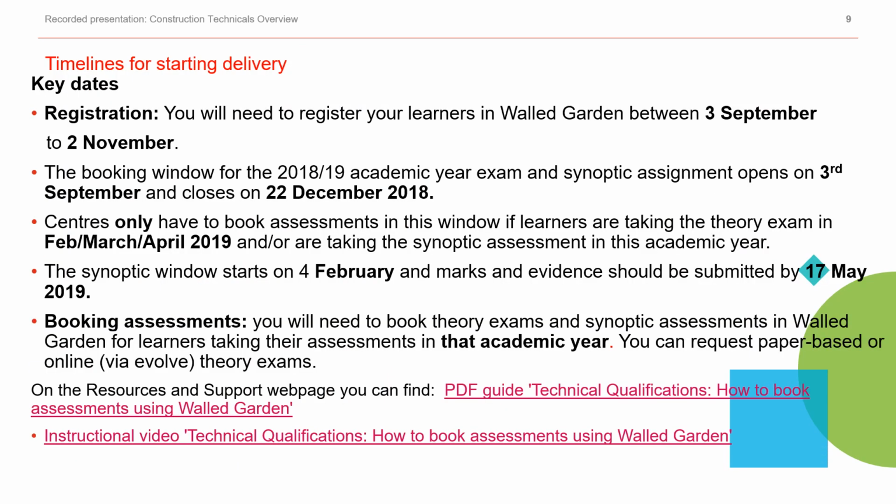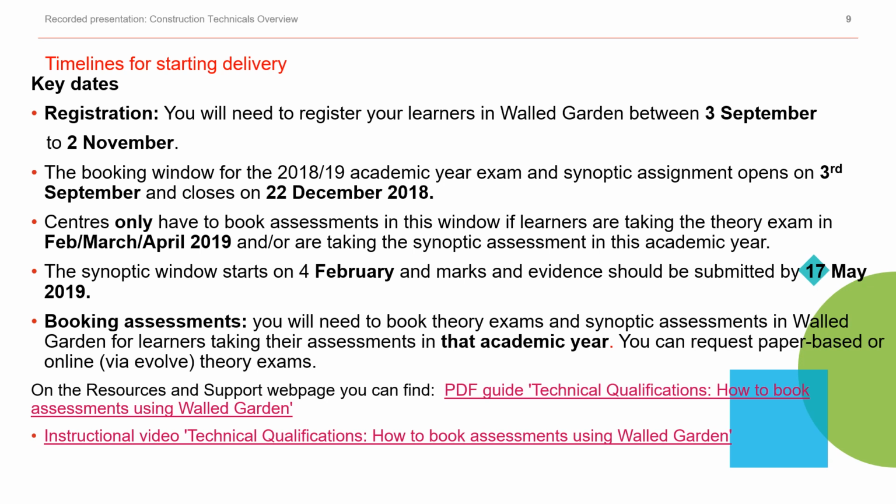So we look at some key dates for registration. The registration window closes on the 2nd of November, so please make sure your learners are registered. And the booking window for the synoptic and the exam, assuming you're taking it in this academic year 18-19, the deadline for that is the 22nd of December. And as you can see, the synoptic window, so when the learners can actually carry out the practical synoptic in the case of the craft areas, opens on the 4th of February, and by the 17th of May evidence needs to be uploaded on the moderation portal.